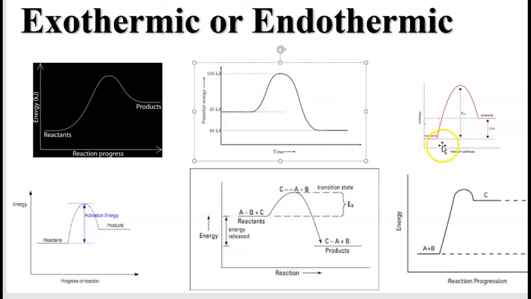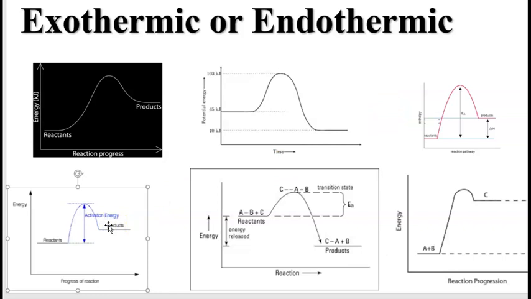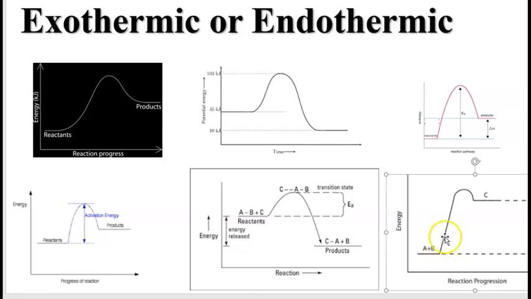On this one right here, my energy started off low, ended up high. That is endothermic. On this example right here, my energy started off low and ended high. Again, that is endothermic. Endo, I've put energy into the system. On this one, my energy started off high and ended low. It is exothermic. That energy has exited. It's gone out. And on this last one, this is endothermic. My energy started off low and ended high. I've put energy into the system.